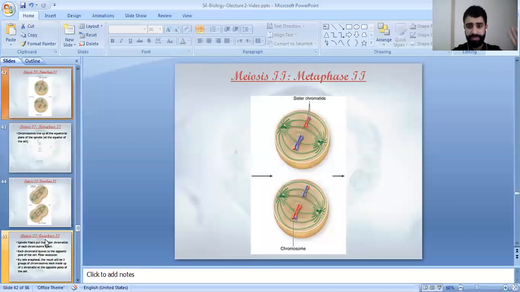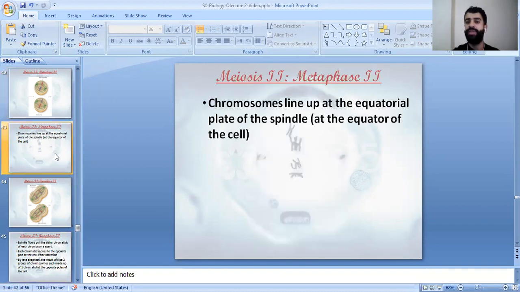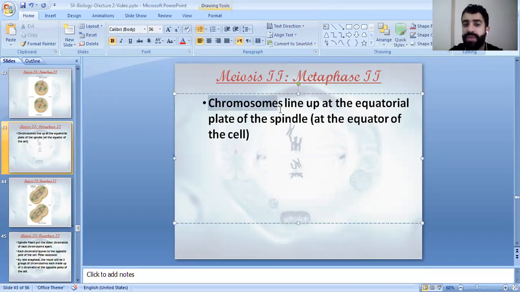So let's move to metaphase 2. In each of the two cells, the chromosomes line up in the middle of the cell, at the equatorial plate, the equator of the cell. Metaphase 2 is similar to metaphase in mitosis. Here we don't have tetrads, we have chromosomes that line up. And in mitosis, the chromosomes line up at the equatorial plate.